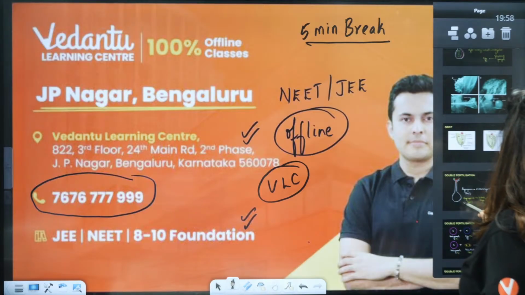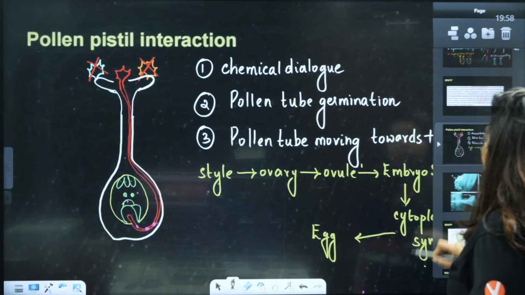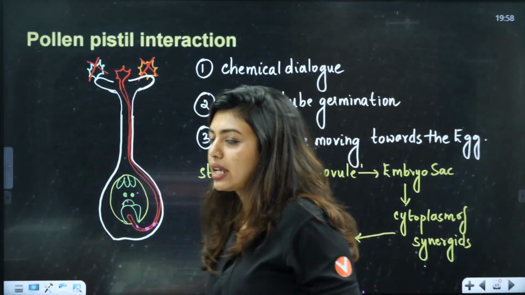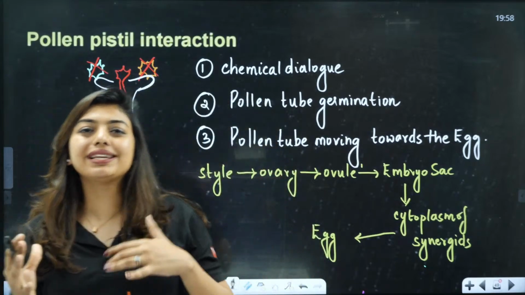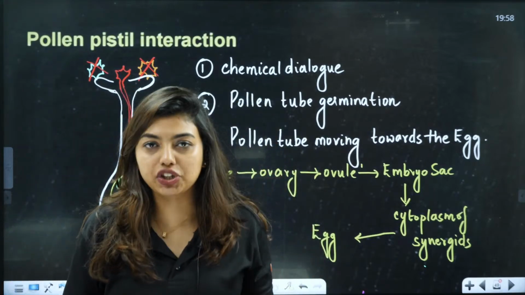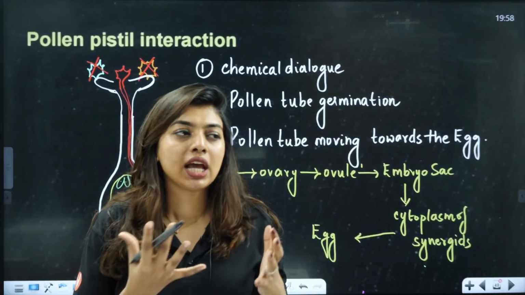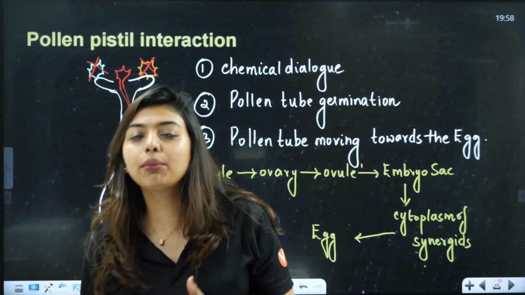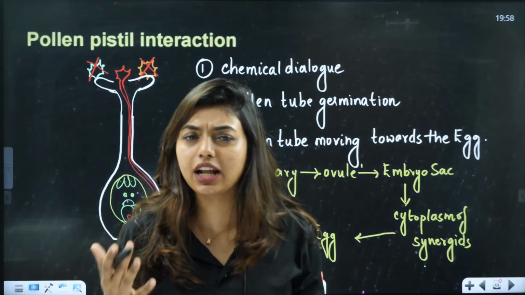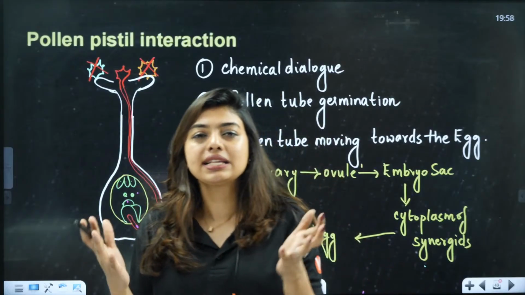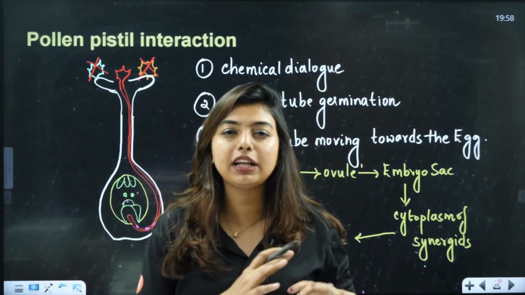Next topic is pollen-pistil interaction. Students, pollen meets the stigma, and they go through a conversation, like checking whether this pollen is the right one for me or the wrong one. Just like in our lives, we meet a lot of people. Some are the right people for us, some are the wrong people for us.